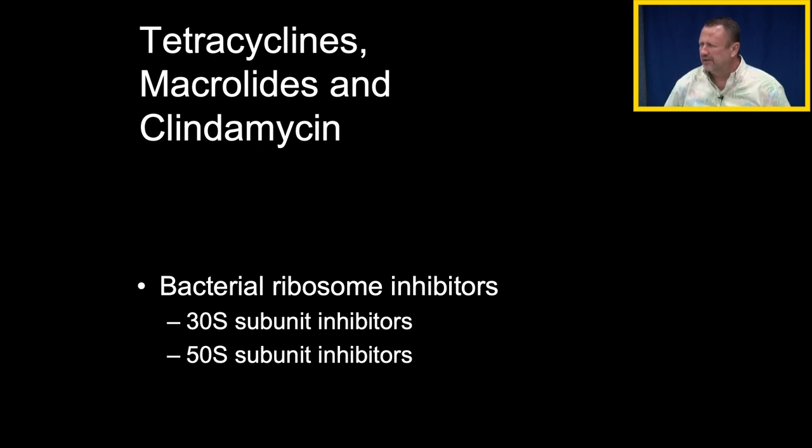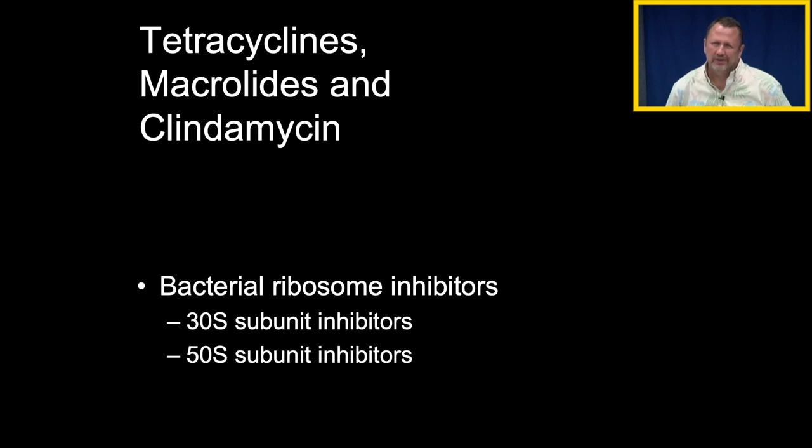The tetracyclines, the macrolides, and clindamycin. Clindamycin is not related to the other mycins, but it is a bacterial ribosomal inhibitor. Again, that mycin word means it's a polyketide derived from a bacteria or a fungus. And these are going to be ribosomal inhibitors.